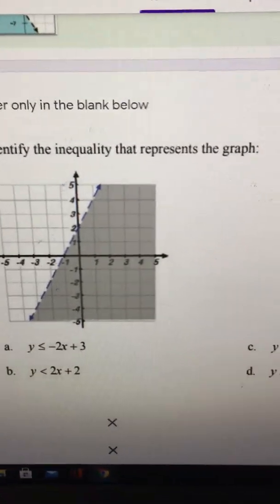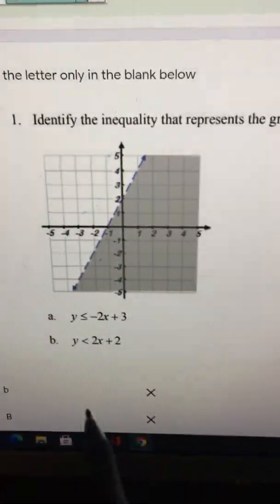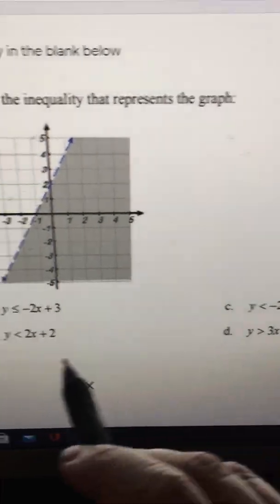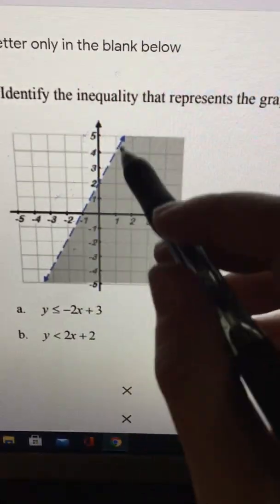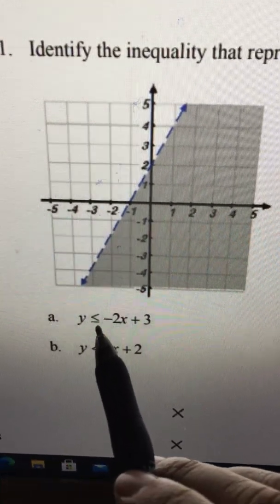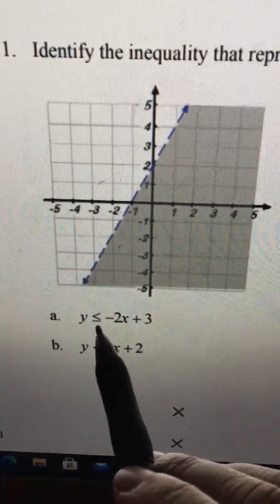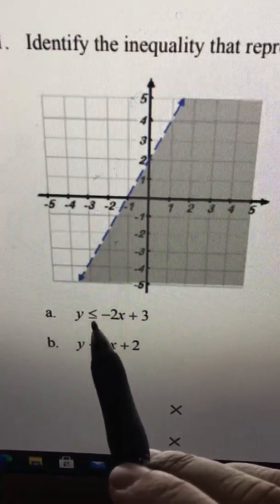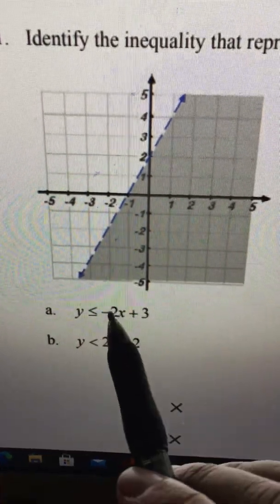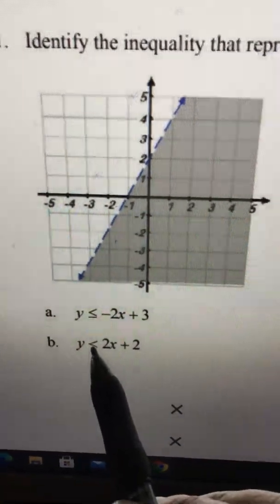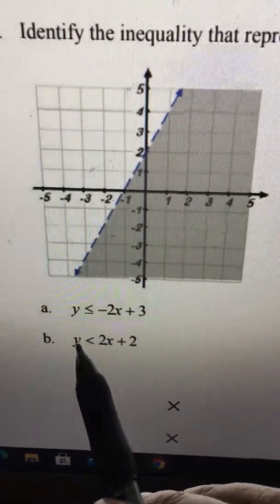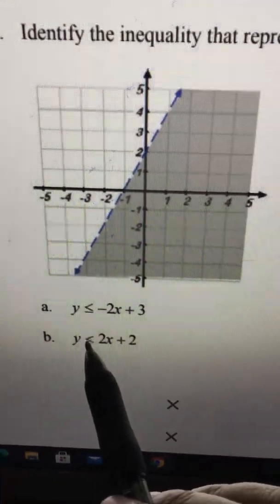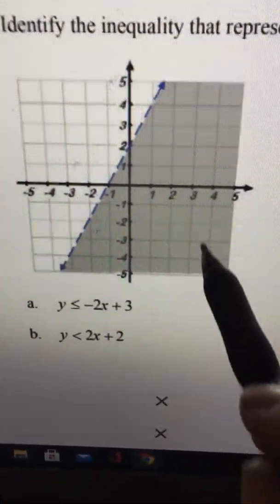This one, identify the inequality that represents the graph. So here are the 4 inequalities down here. Here's the graph. Notice that it is a dashed line. So I'm not going to pick A because there's a line underneath my inequality. That equal bar means it's going to be a solid line. And I don't have a solid line, so do not pick A. B could be because it's less than, and this means it's shaded below because the y's are smaller than the line. So you would shade below, so I kind of like that.